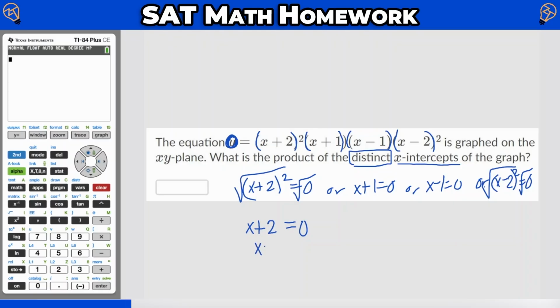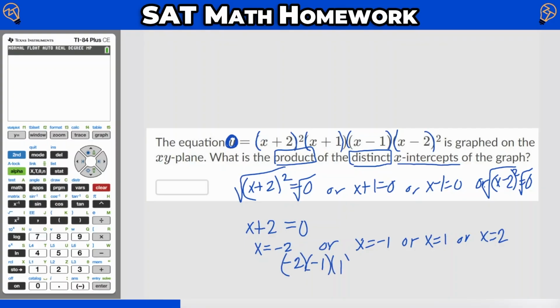And then if we solve, we just subtract 2, we get negative 2. The other ones are a bit more straightforward. Here we get negative 1, here we get positive 1, and here we get 2. So if we go ahead and multiply, that's what a product is, all those x-intercepts, let's see what we get.